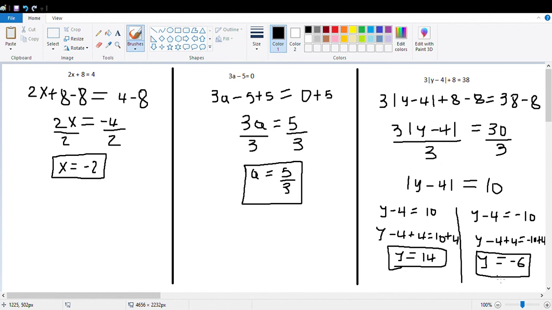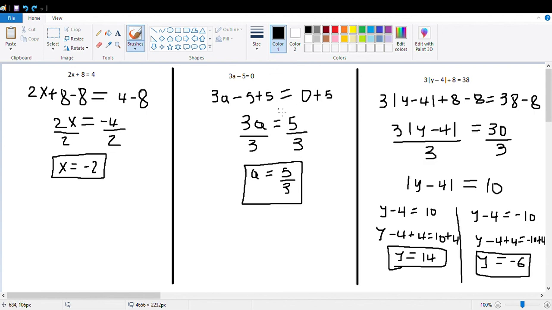Now let's check with the second answer, and the situation must be exactly the same. For the second option, y is equal to negative 6. Let's replace it for y. Negative 6 minus 4 is negative 10. The absolute value of negative 10 is 10, and 10 times 3 is 30, and 30 plus 8 is 38. Then we have already checked that our answer is correct.